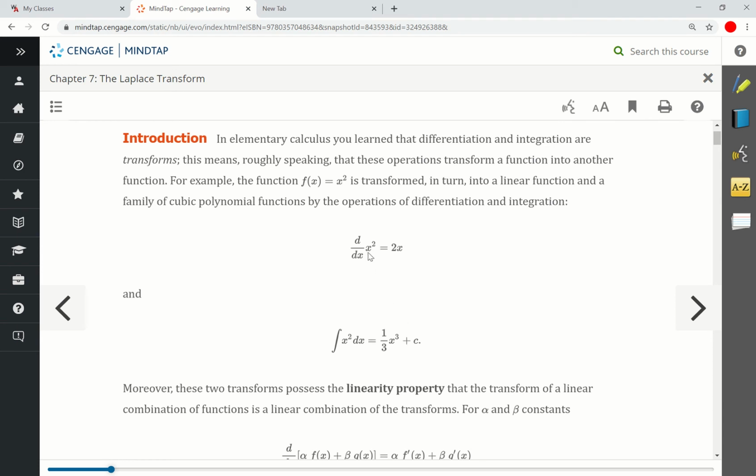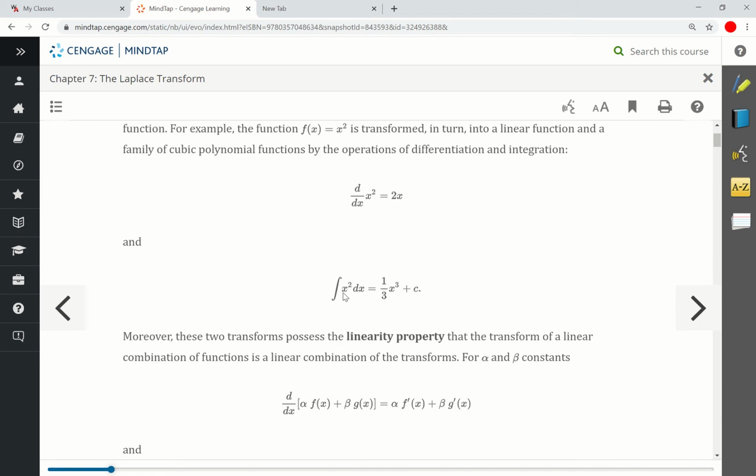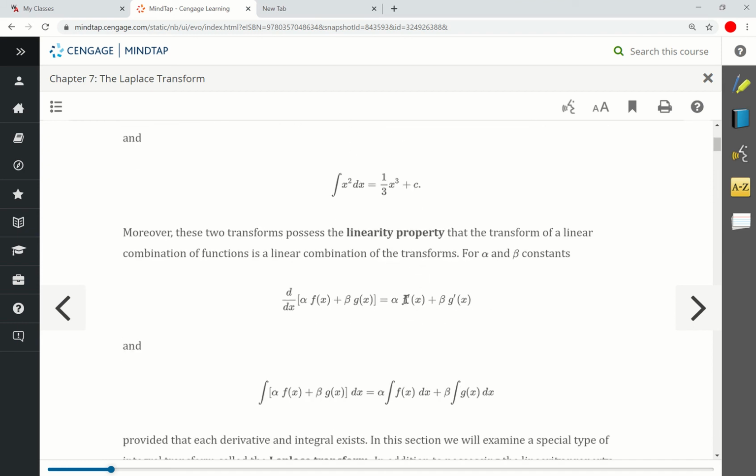And in that way, we could view differentiation, for example, as a transform that associates to the input x squared the output 2x. And with anti-differentiation, the transform of x squared would produce 1/3 x cubed plus c. Furthermore, differentiation and integration also possess a very important property, that being the property of linearity. Meaning that if you have a linear combination of two functions, let's say alpha f of x plus beta g of x, where alpha and beta are constants, then essentially you can pull the constants outside and do the transform on the individual functions f and g.